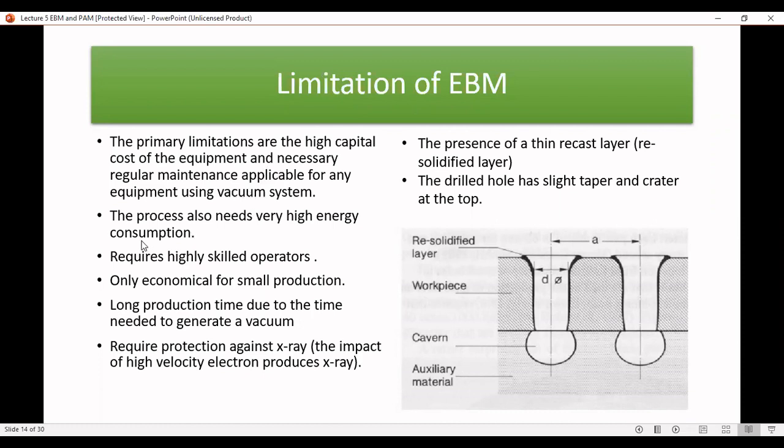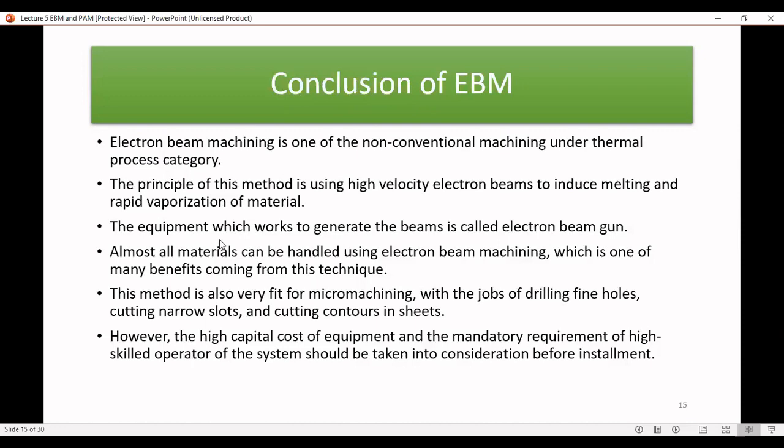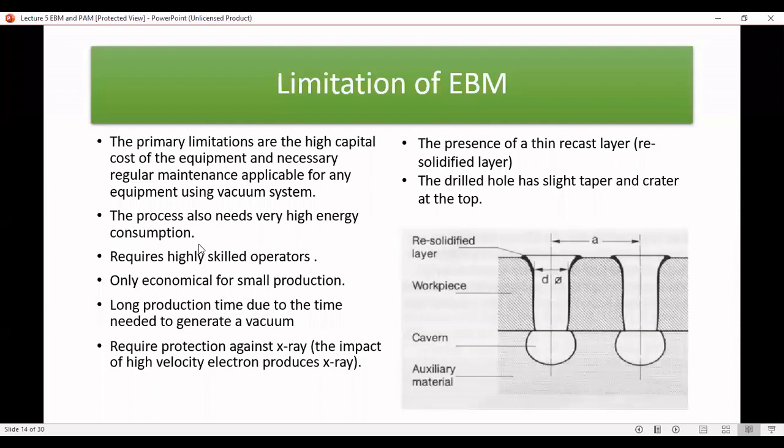The process also needs very high energy consumption. So the running cost of the electricity will be high because energy consumption is very high. And you require highly skilled operators. So you cannot just use an operator who does not have technical knowledge, because the adjustment, the maintenance, and so forth need somebody who understands the operation and the physics behind it. So it requires highly skilled operators to do this.